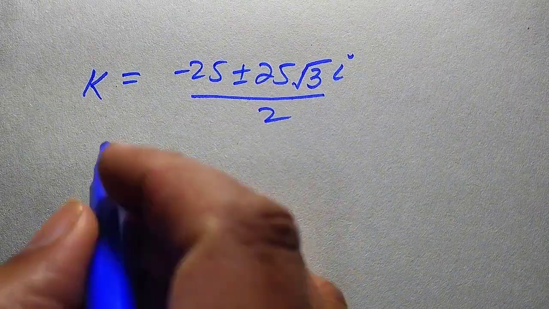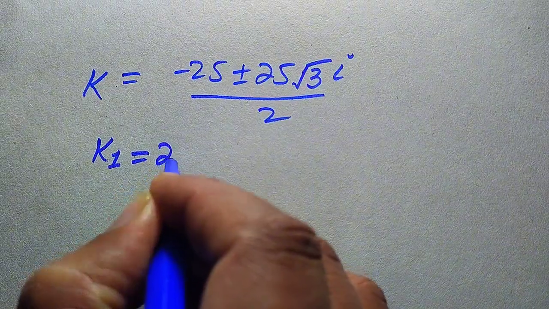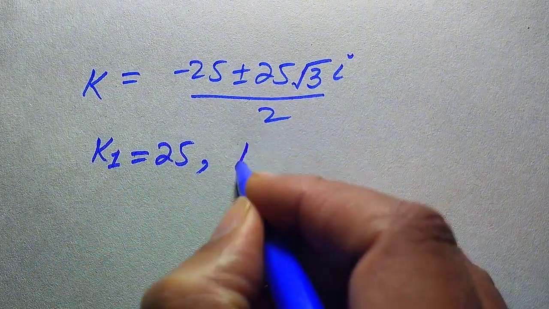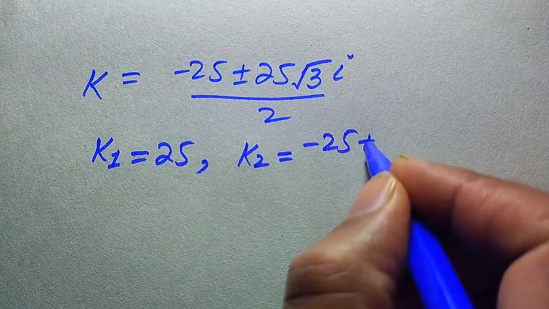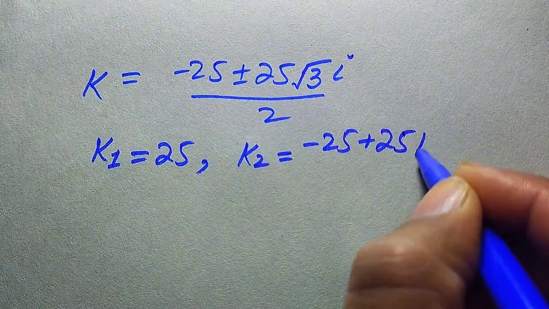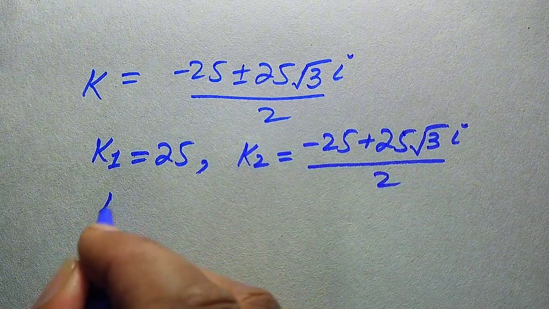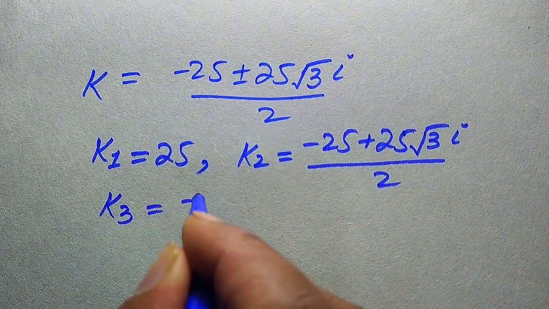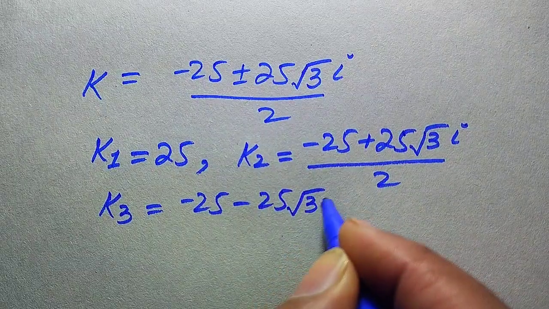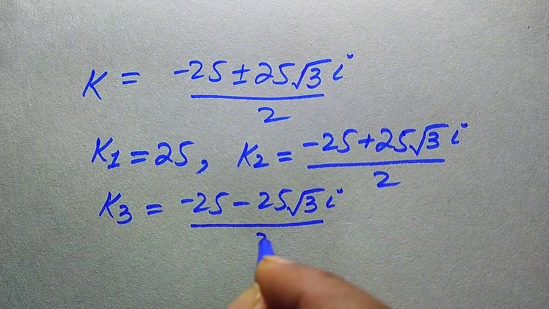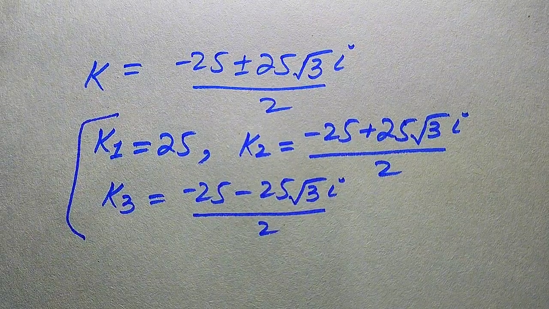So finally we have three roots of the given equation, in which the first root is k1 equals 25, the real root, and the second root k2 equals minus 25 plus 25 times square root of 3 into iota divided by 2, and the third root is k3 equals minus 25 minus 25 times square root of 3 into iota, and it is divided by 2. These are the three roots of the given equation, and this is the final answer.